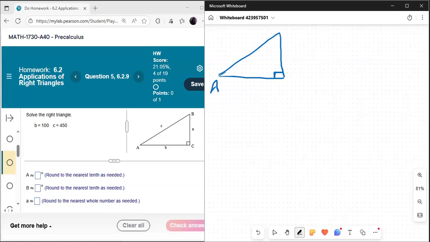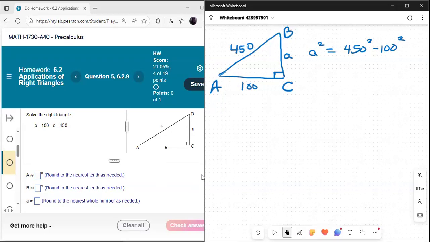So let's see, here's A, C, there's B. Little b is 100, little c is 450. We want to know what is A, and then we have to find the angles. So to find A, we use the Pythagorean theorem. So A squared is equal to 450 squared minus 100 squared. Let's go ahead and work that out.